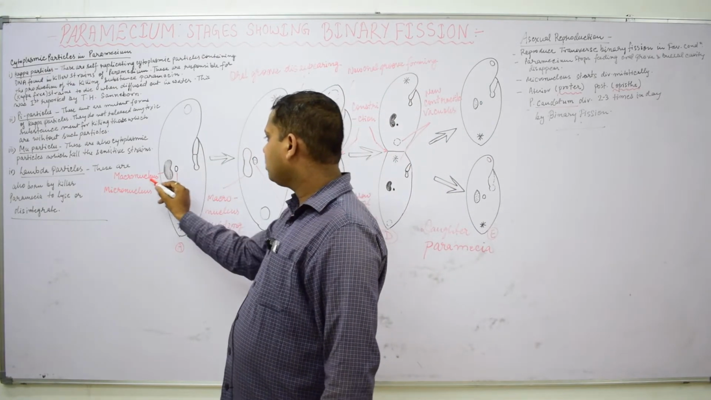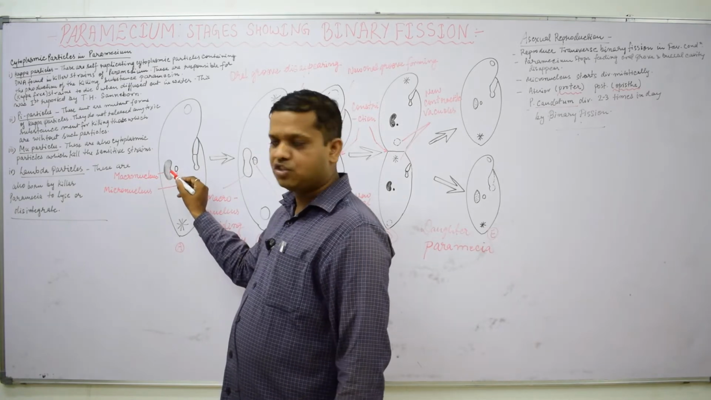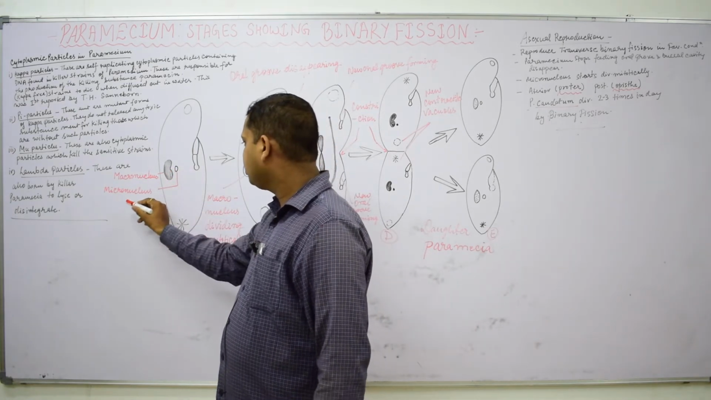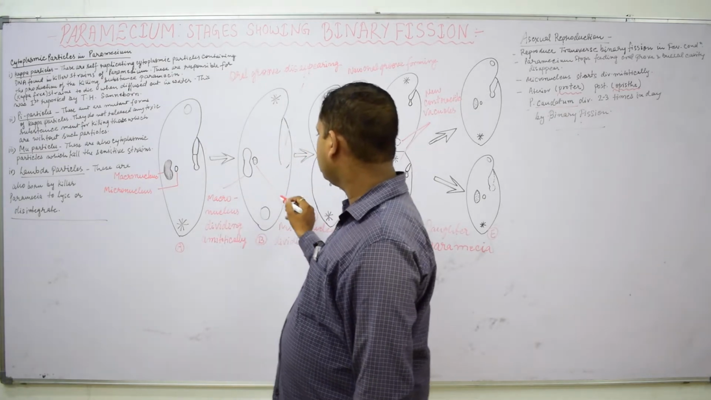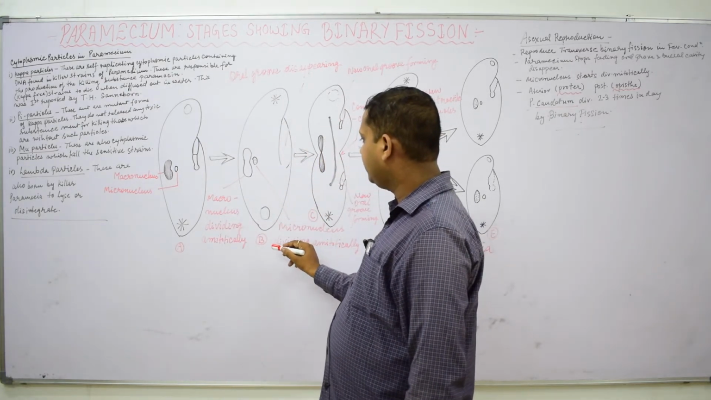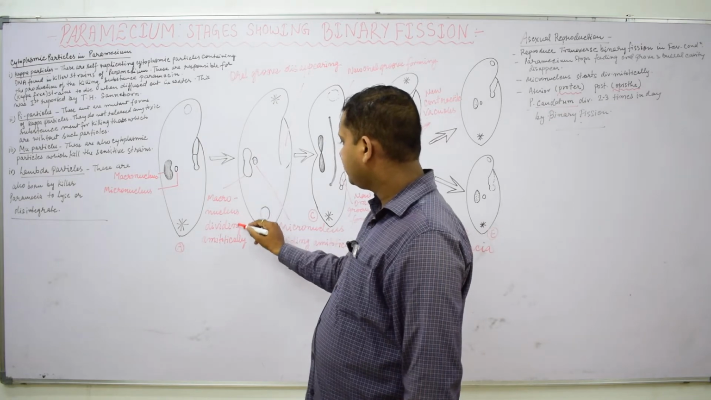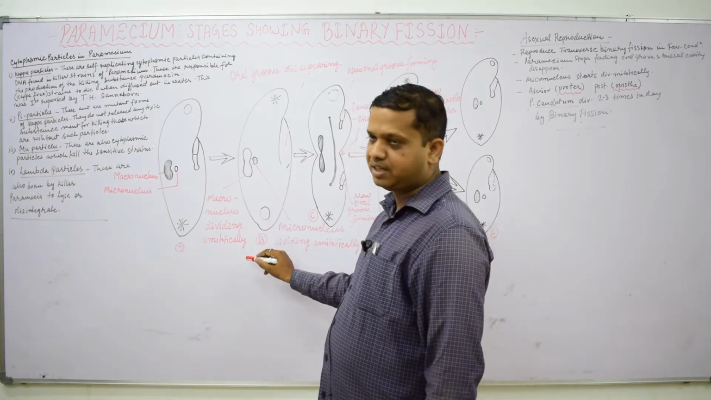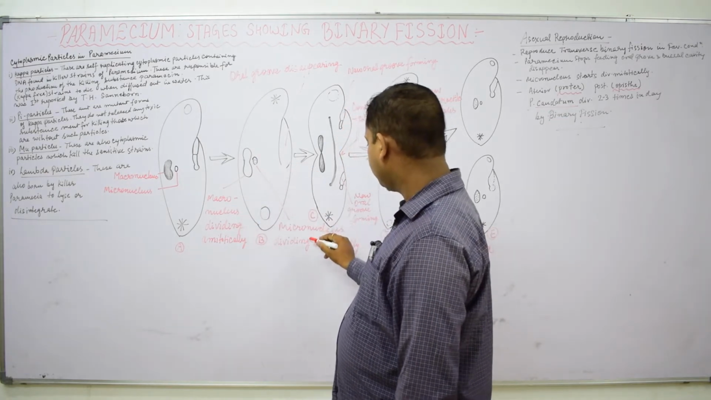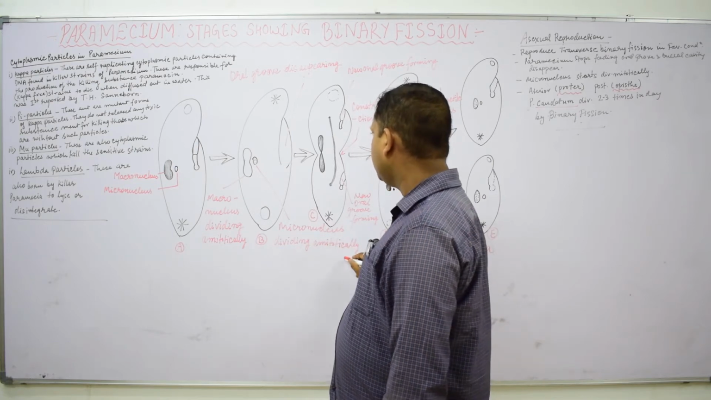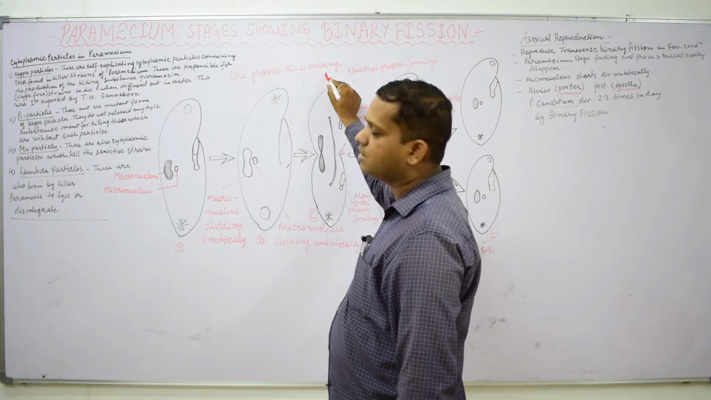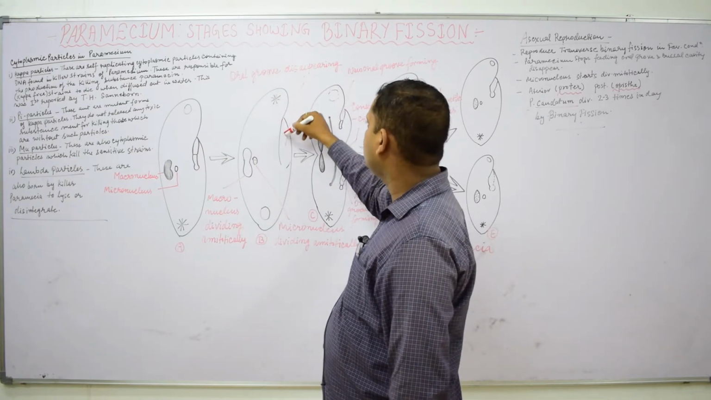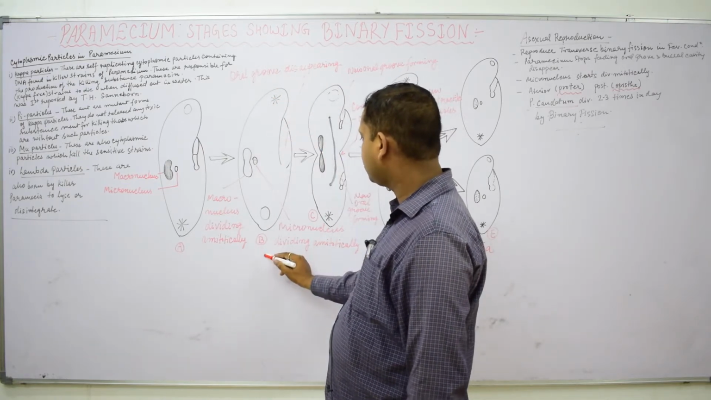Here the macronucleus is a giant nucleus as well as the micronucleus; both are shown in diagram A. Now in diagram B, this is the macronucleus which is dividing amitotically, and this region, the oral groove, is disappearing in the second diagram.